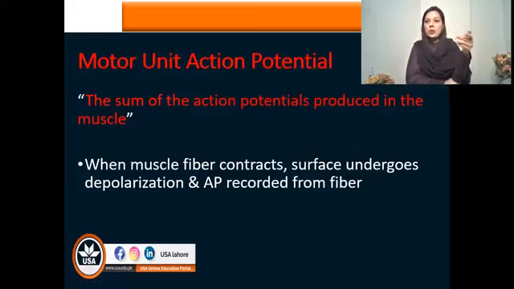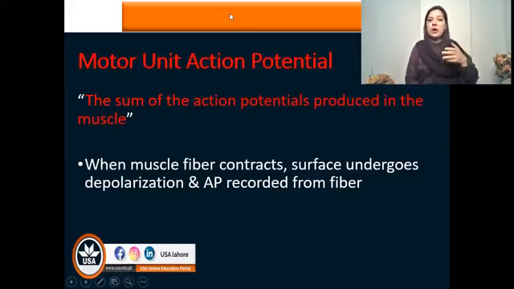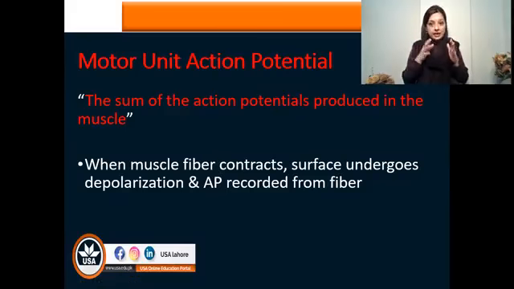Now we're going to continue with our topic, electrodiagnosis. For this, we are going to revise some basic terms: what the motor unit action potential is, what the normal parameters of the normal muscle action potential are, and how they get varied in case of different diseases or different issues. The motor unit action potential is the sum of the action potentials that are produced in the muscle. So when a muscle is going to contract, there are a number of muscle fibers in the muscle that are actually going to contract. And the surface undergoes a state of depolarization and the action potential is recorded from the fiber.